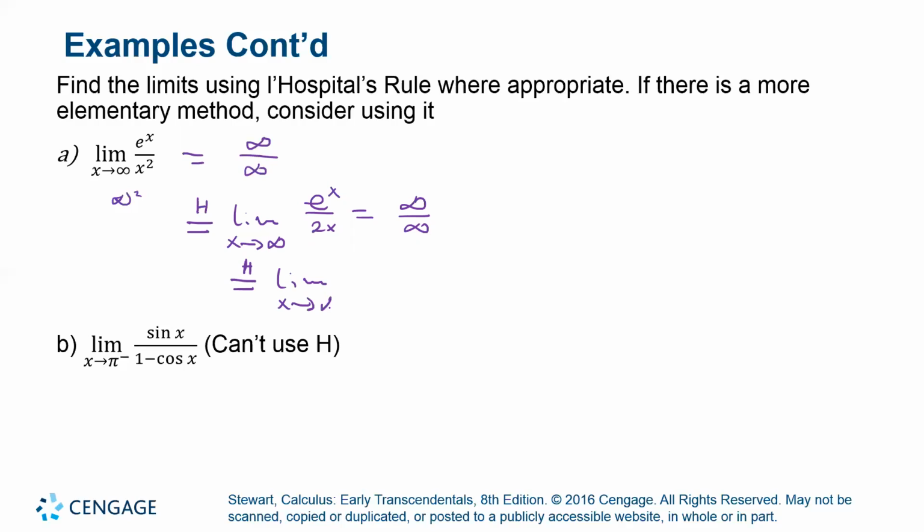So let's differentiate. This will give me the limit as x goes to infinity. Differentiate the top, you have e to the x. Differentiate the denominator, you have 2. So this gives me e to the infinity over 2, which is a very big value. So the answer is positive infinity, positive infinity over 2.